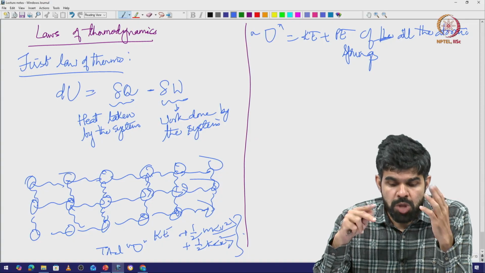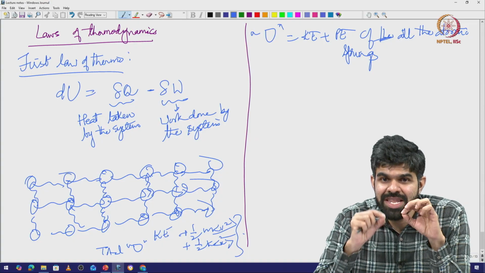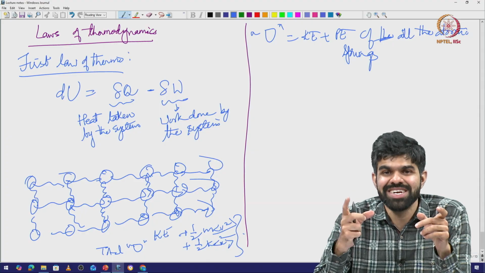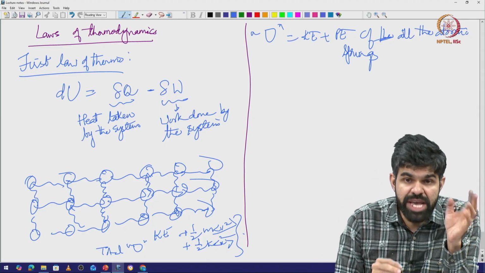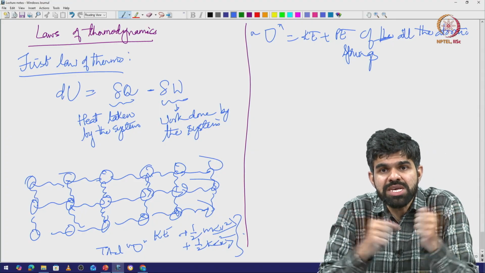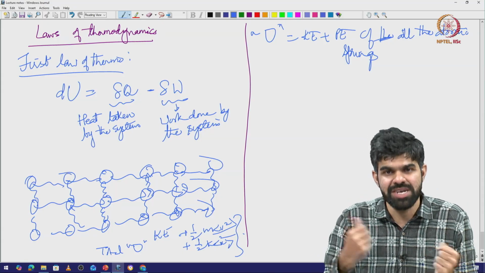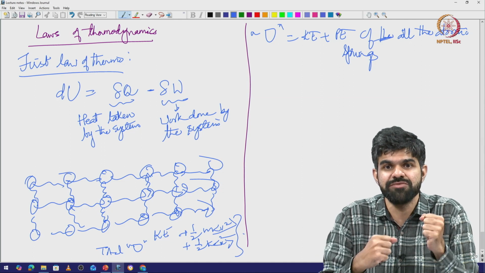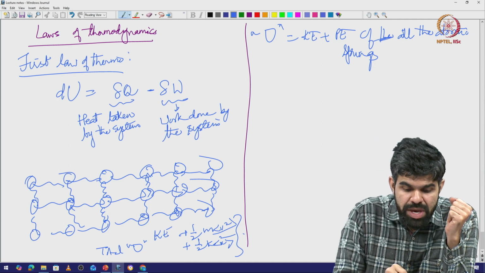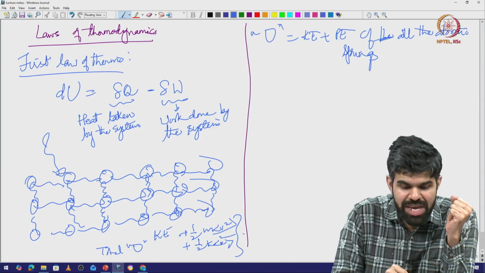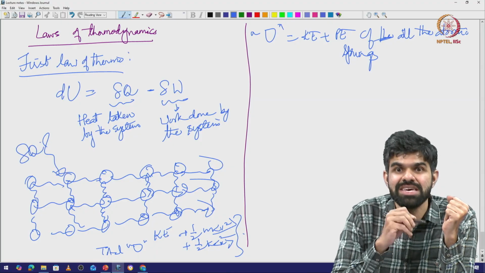Okay. Now, alright, so I have this internal energy. How should I change this internal energy, right? The way to make these springs oscillate more vigorously or less vigorously, right? So that is, I am increasing the kinetic energy of these springs, is by heating them, right? So I supply heat, right?